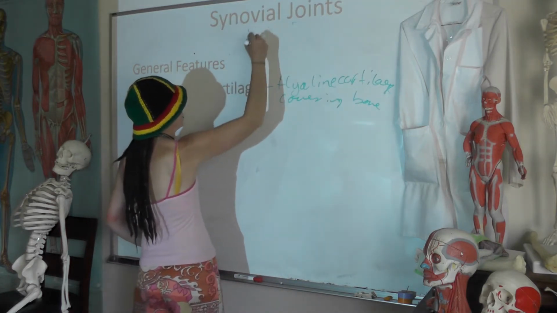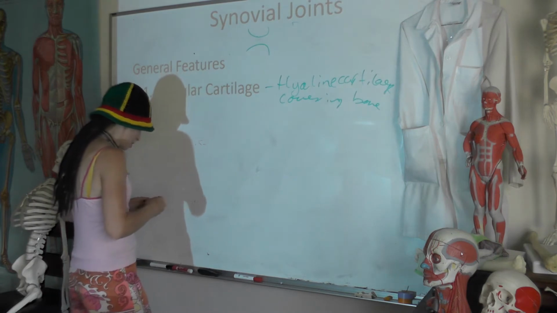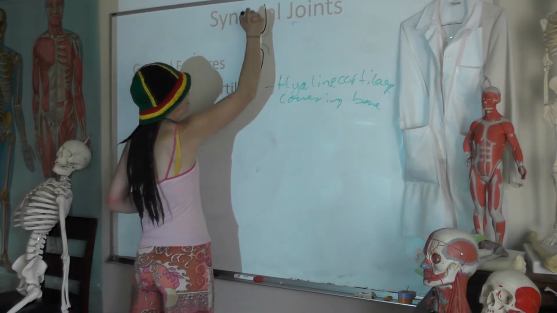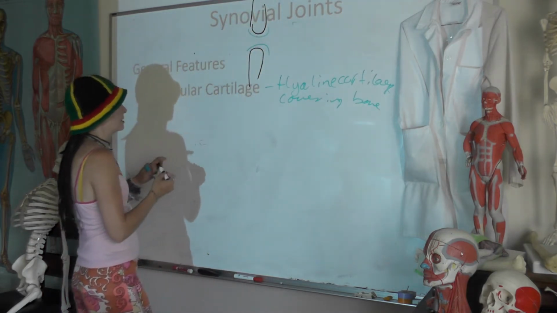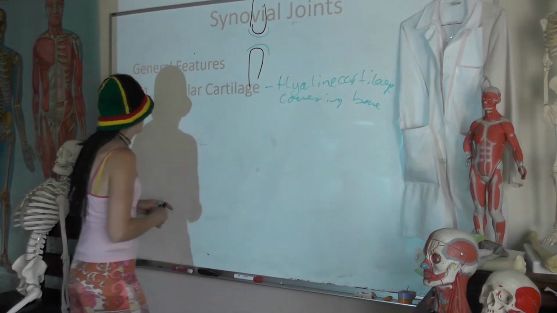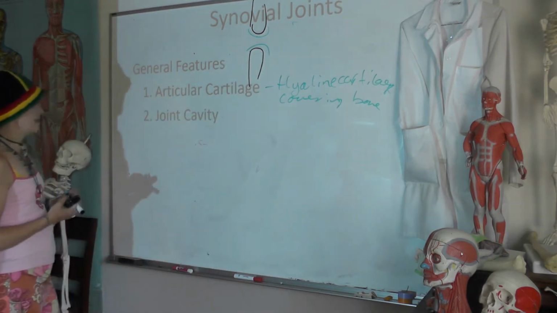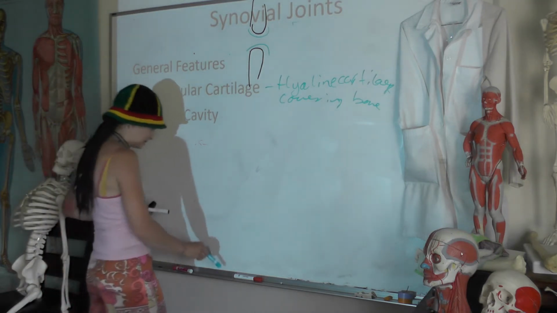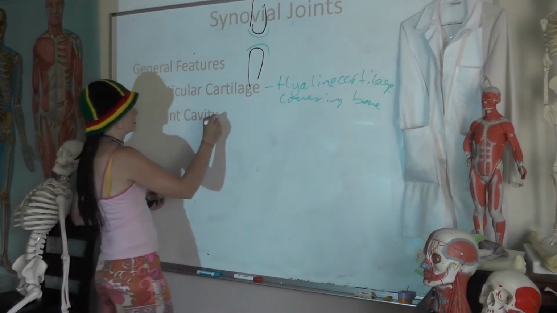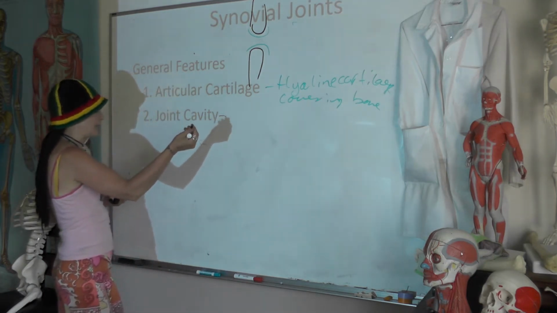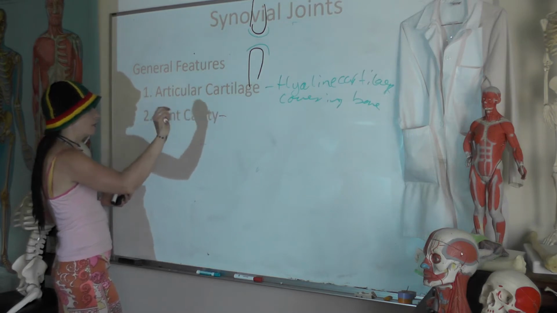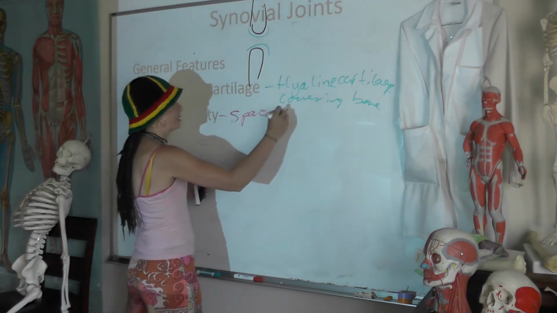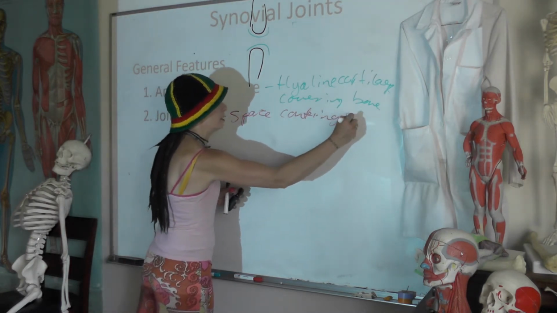So articular cartilage, hyaline cartilage, covering the ends of the bone. In your book you've got a figure of a general schematic of a synovial joint. Let's say here's one bone, and here's the other bone in black. Each of our synovial joints has bones covered in articular cartilage. The next thing is a joint cavity, which contains synovial fluid. Synovial fluid is thicker than water, a gel-like substance that helps reduce friction between the bones in the joint.